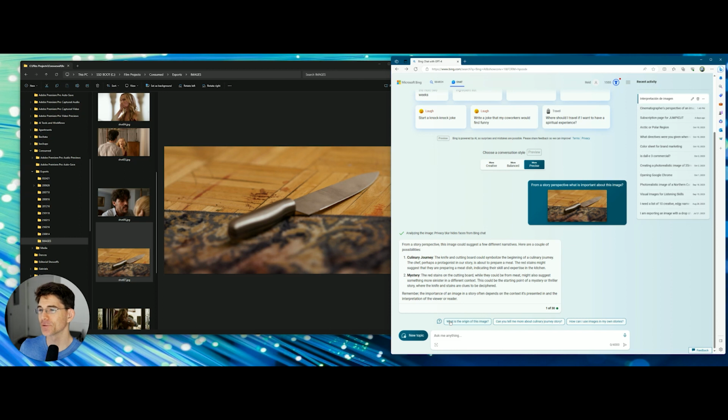The red stains might suggest that they are preparing a meat dish. Mystery: the red stains on the cutting board, while they could be from meat, might also be something more sinister in a different context. This could be the starting point of a mystery or thriller story where the knife and stains are clues to be deciphered.